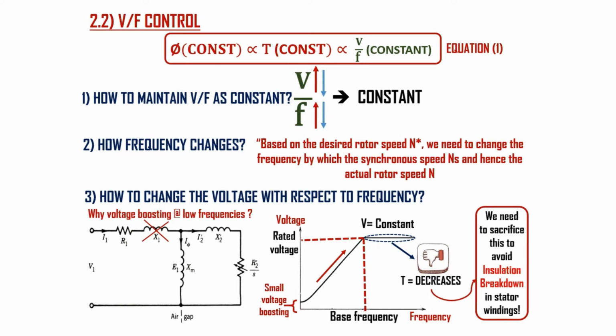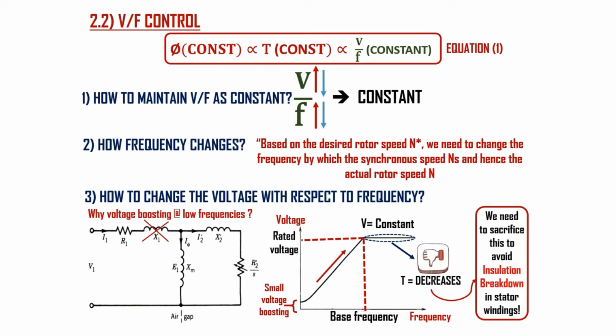To understand it in a better manner, we can consider this per phase equivalent circuit of induction motor. To make equation 1 a valid equation, the terminal voltage V1 needs to be approximately equal to the EMF E. That is, the voltage drop in resistance R1 and reactance X1 should be small.